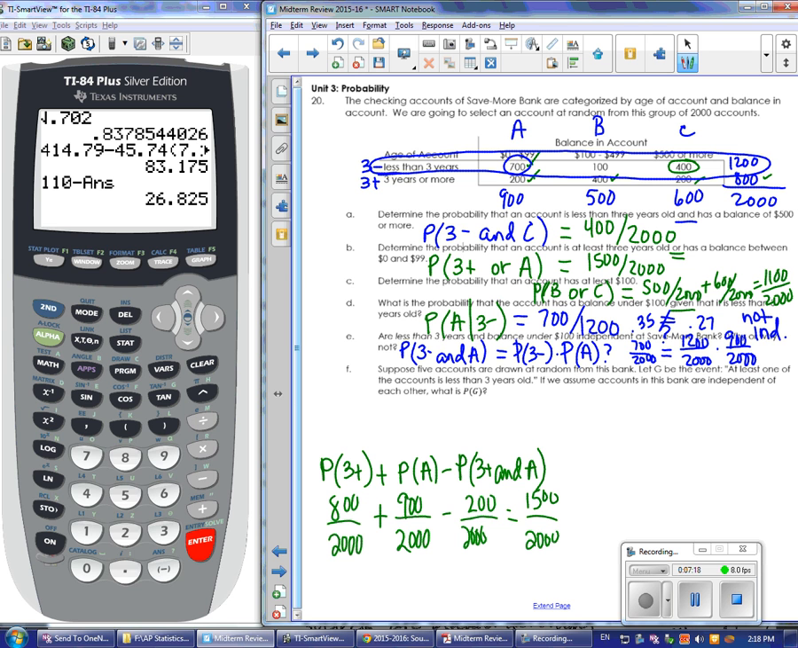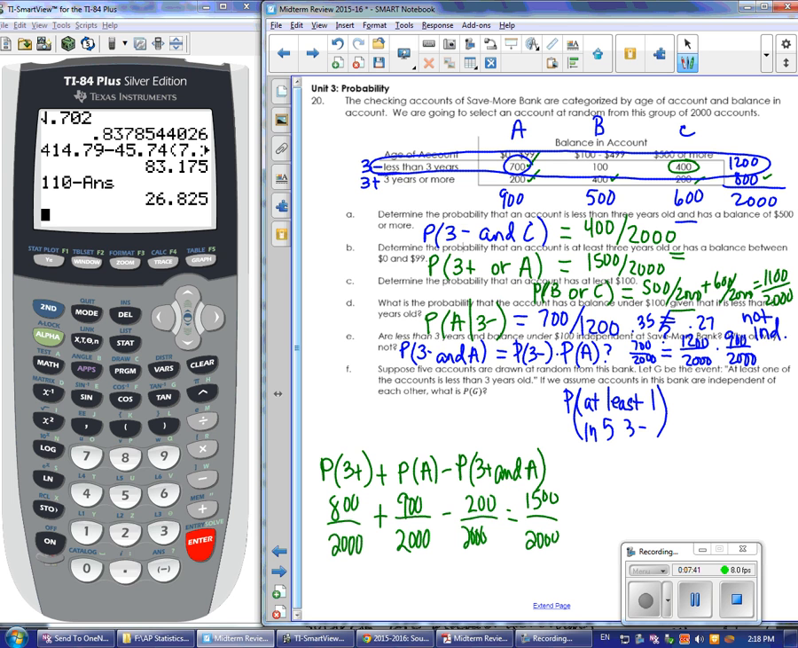Letter F says, suppose 5 accounts are drawn at random from this bank. We're going to let the event G represent at least one of the accounts is less than 3 years old. If we assume the accounts are independent, then what is the probability of G? So we're trying to find the probability that at least 1 in 5 are less than 3 years old.